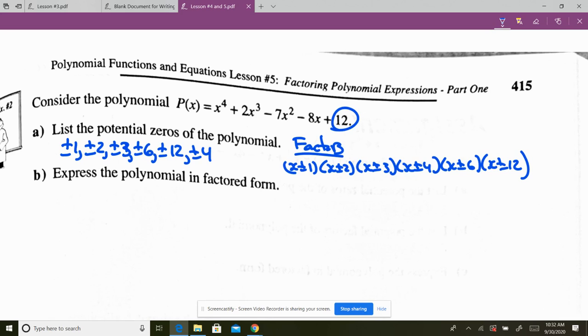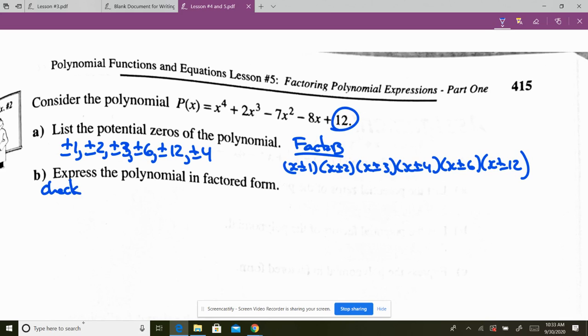I'm not going to make you test all 12. What I will do on a test is I'll ask you to list them all, but then I'll say, using these 3, tell me which one is a factor. Okay? How do you know if something's a factor? The remainder is 0. Okay. I'm just going to tell you which one to use right now.